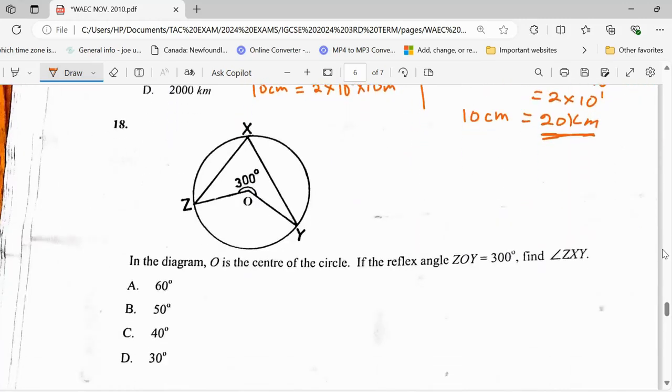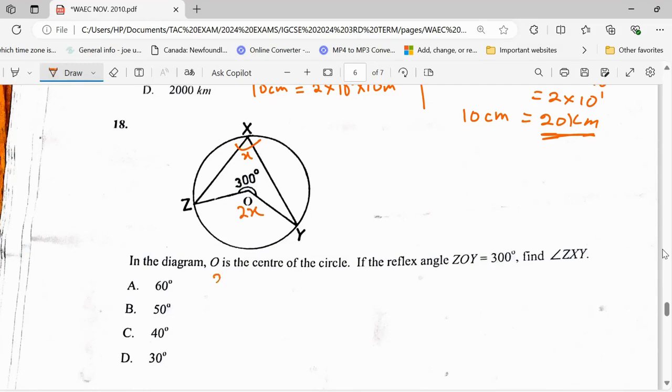Here, they say in the diagram, O is the center of the circle. If the reflex angle ZOY, which is this angle here, is 300 degrees, find angle ZSY, which is this angle here. Of course, we know that if this angle here is x, this angle at the center is twice the angle at the circumference. So this is 2x, it's twice this.